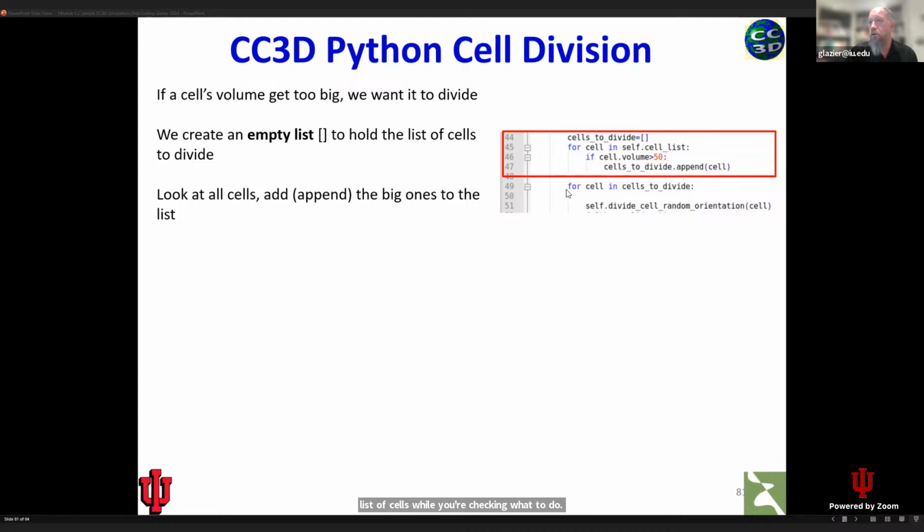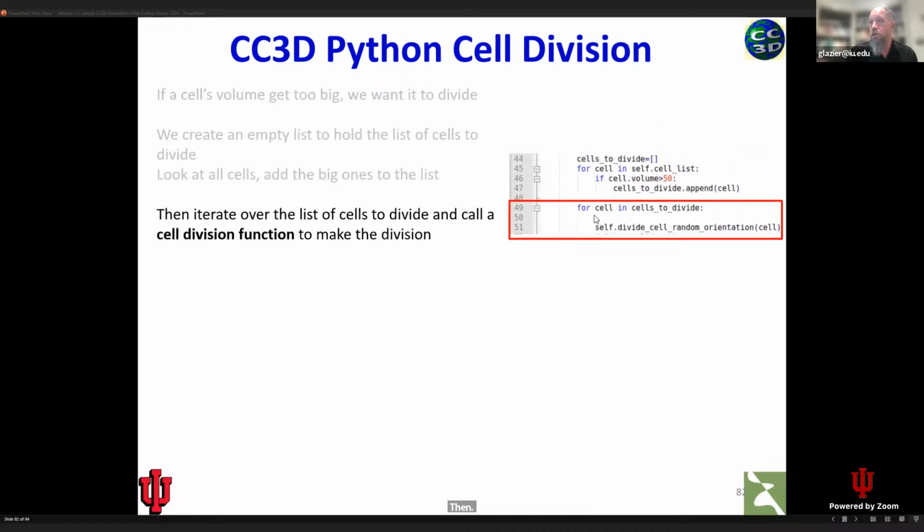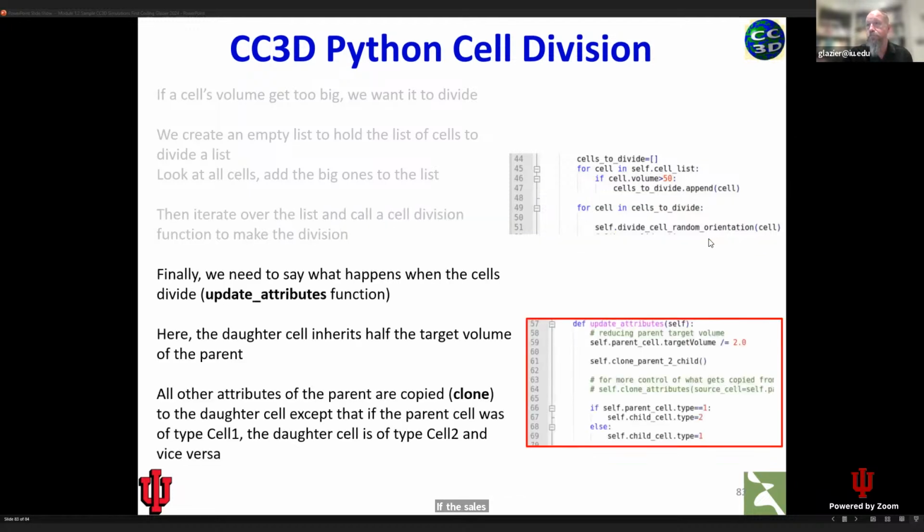Then we're going to go through the list of cells that we decide to divide. And now we're going to have a very powerful function in CompuCell, divide cell. And there are a lot of options. We can have the cell divide according to random orientation, fixed orientation, major axis, minor axis. If the cell's compartmental, we can have it divide, and so on.